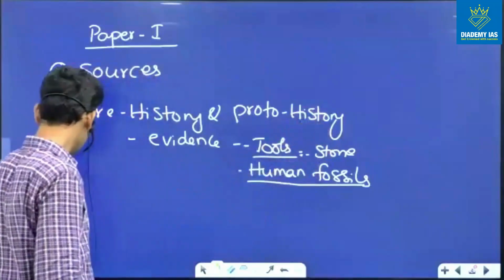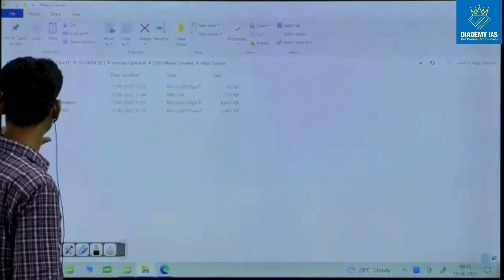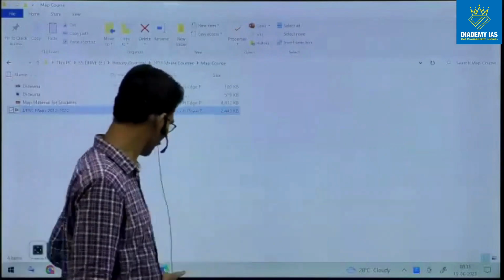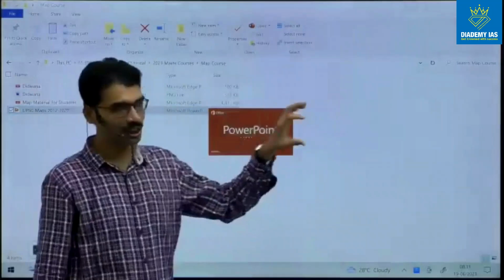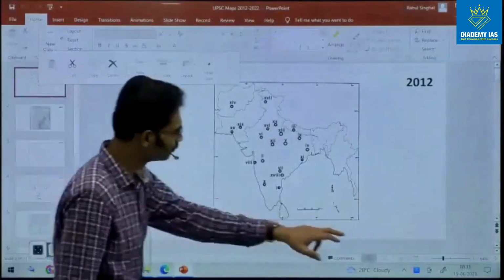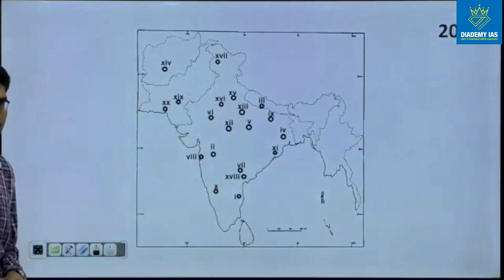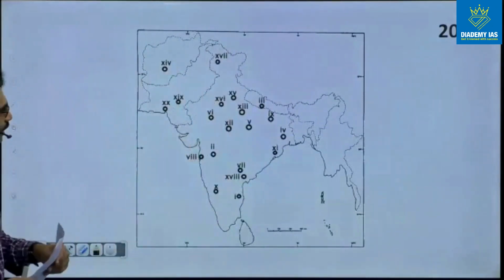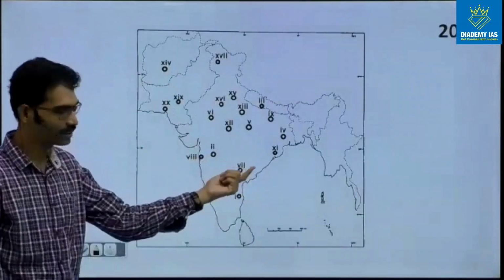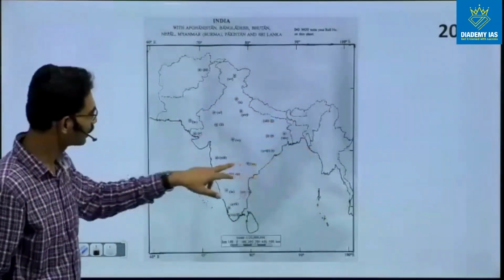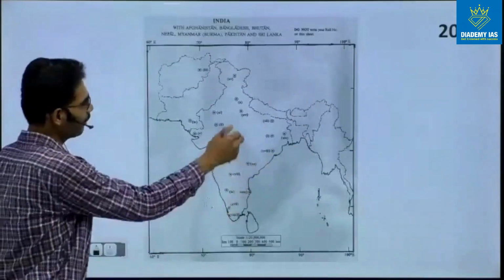Now, UPSC will give this. This chapter is particularly important when it comes to map marking. Do you see this? UPSC marks different locations, and in one of these places, UPSC may say hominid fossil site. This is 2012, 13. Now you observe this is the map they have given.